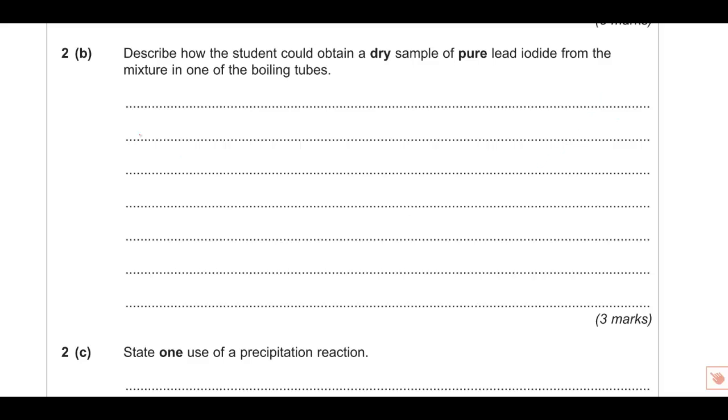Oh, I liked this question back when we had it a couple of years ago. I like this question a lot because actually it gives you a lot of the detail. It says, how can the student obtain a dry sample of pure lead iodide from the mixture in one of the boiling tubes? Well, I know that in the diagram given there was this terribly drawn boiling tube, and this here was my solid, and this was some sort of liquid, a solution there. So first thing I'm going to do is filter it. I can't do anything unless I filter it.